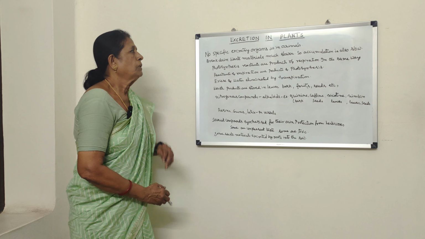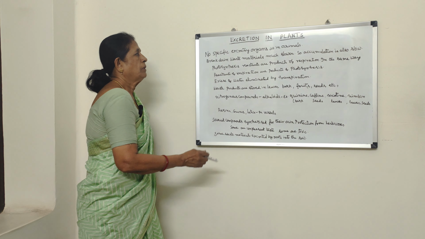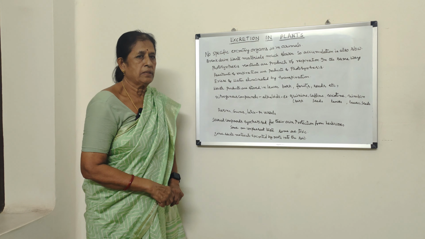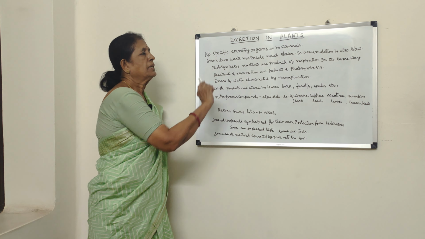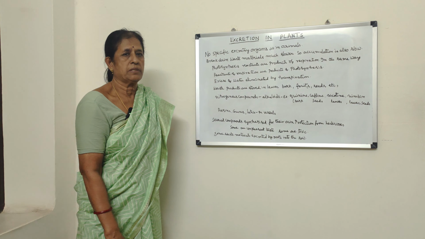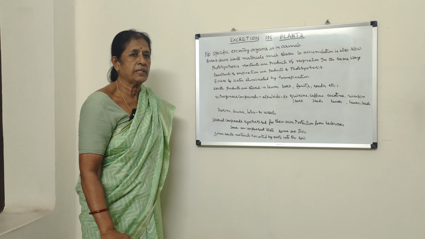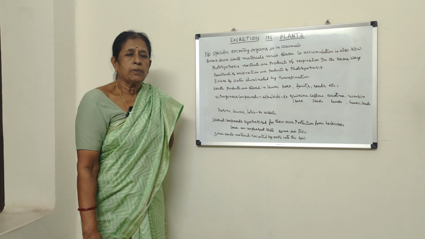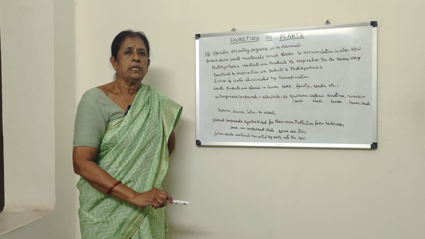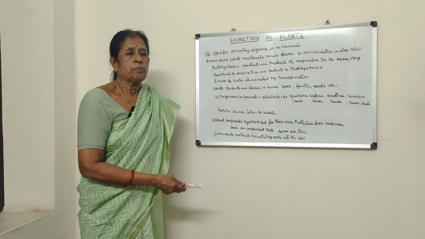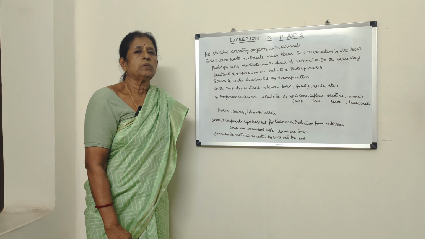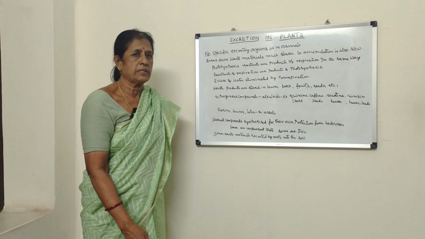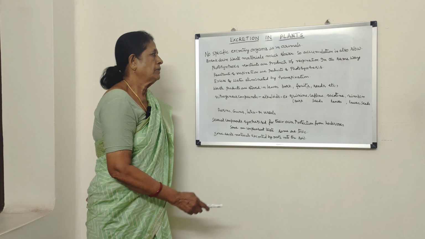And now we shall move on to the next topic, excretion in plants. How excretion in plants takes place. Plants have no specific excretory organs like animals. They do not have any specific excretory organs in their body. But many metabolic activities take place, and many waste products are formed. Then how do the plants get rid of these waste products? That is the question. They have to get rid of waste products. How?